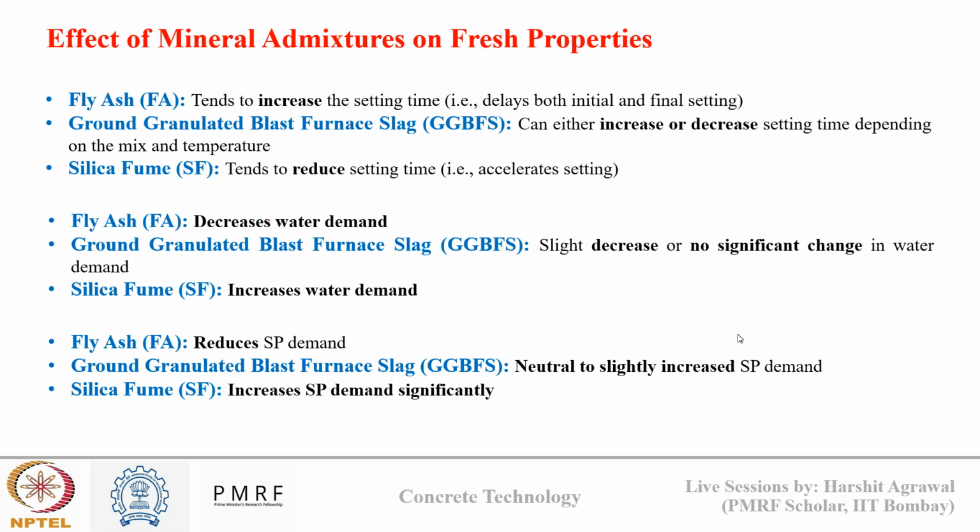We talked about the effect of mineral admixtures on fresh properties like setting time. So we saw fly ash, due to its ball bearing effect, delays setting, while silica fume, due to high surface area, accelerates setting. The same reason then applies for water demand and SP demand also, where fly ash reduces water and SP demand, while silica fume increases water and SP demand.